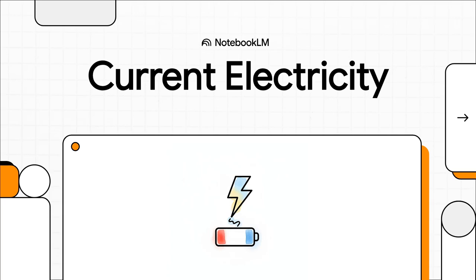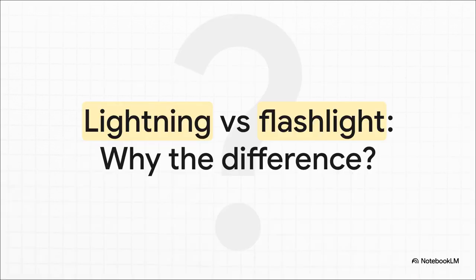Welcome to this explainer. Today, we're diving straight into Chapter 3, Current Electricity. We're going to break down the unseen, absolutely fascinating mechanics of the steady electricity that literally powers our everyday devices. To kick things off, let's ask ourselves a kind of simple but profound question.